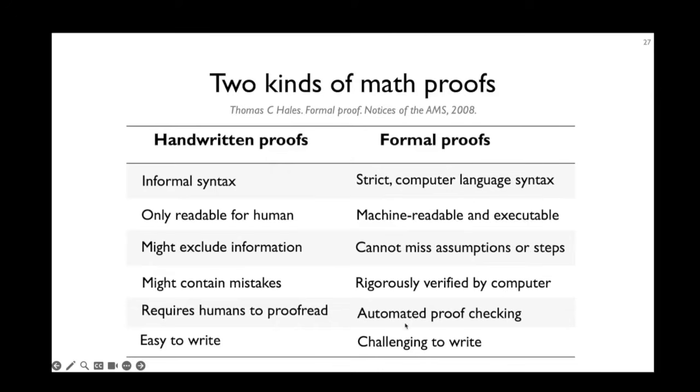And one of the really beautiful things that comes out of this is you can have massive libraries of proofs with hundreds of thousands of things that have been checked by the computer.